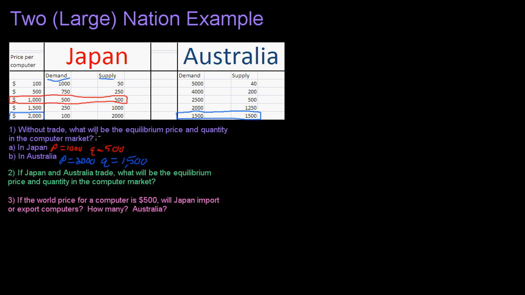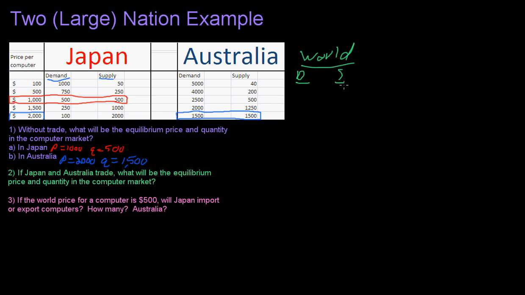Okay, so now we're on to the new stuff. If Japan and Australia trade, what will be the equilibrium price and quantity in the computer market? So the way that I like to do this if I get a table is I like to construct a new column that I'm just going to call the world. And so I'm going to have demand, and then I'm going to have supply.